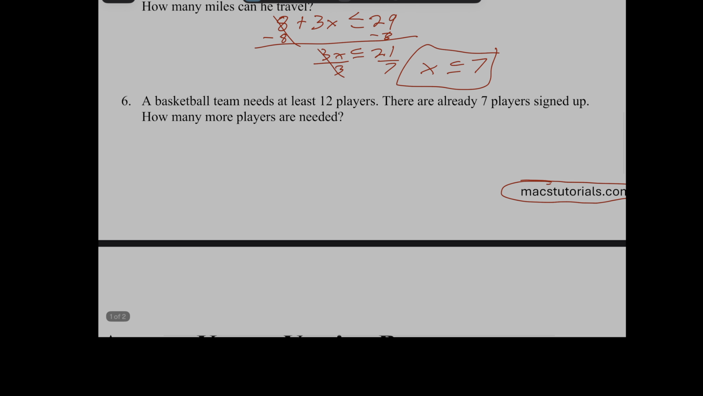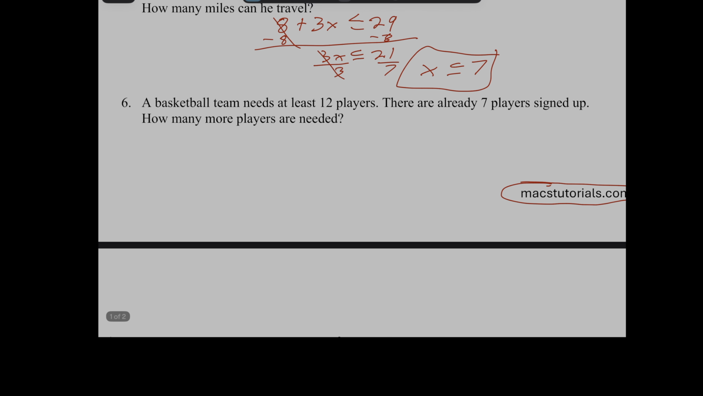Okay, a basketball team needs at least 12 players. There are already 7 players signed up. How many more players are needed? Well, they have 7. They need some more. How many? I don't know. But we need at least 12.